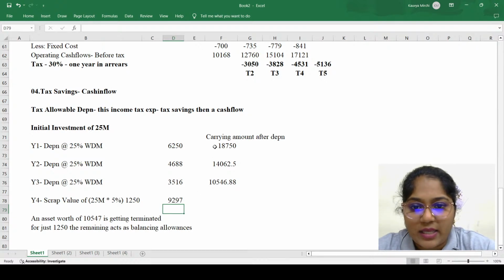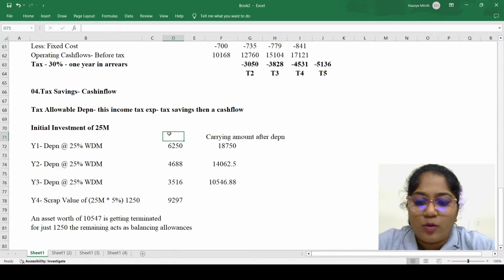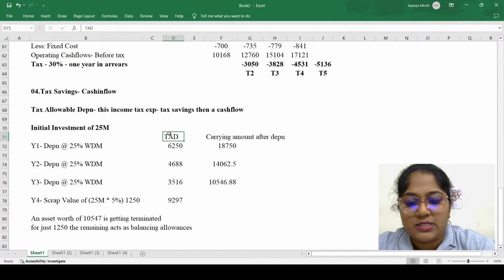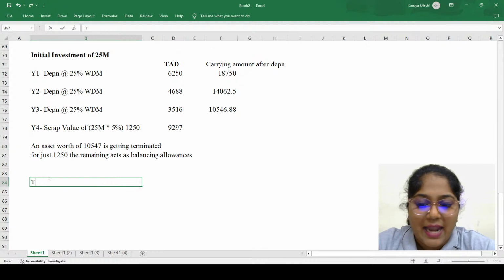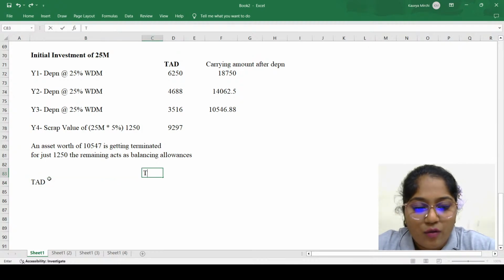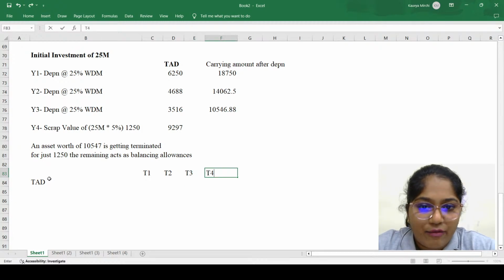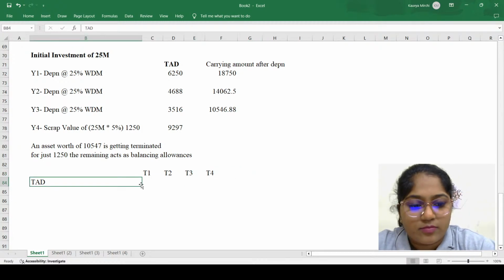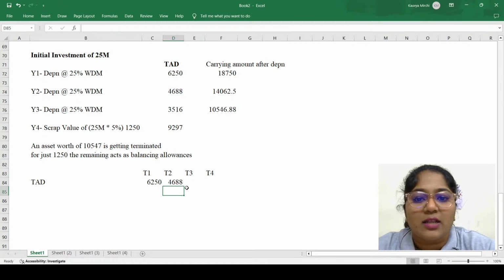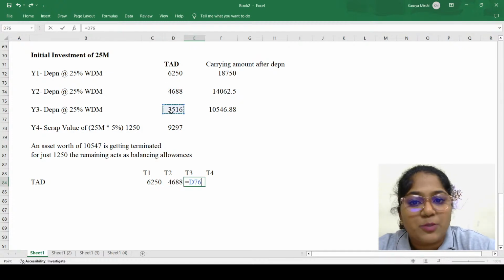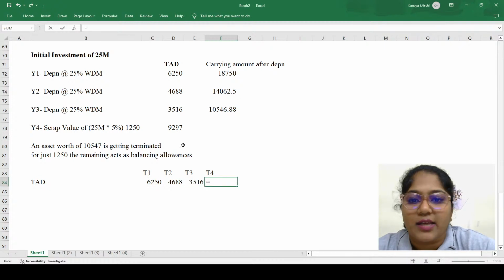So technically speaking, what is my tax allowable depreciation? This is my tax allowable depreciation for each year. I understand. I know what is my TAD, tax allowable depreciation, for T1, T2, and then T3, and then T4. Correct? How much is it? This is my depreciation. Let me just write it. This is my depreciation or something which reduces my income tax. That's all I know. So how much percentage it will reduce my income tax? By the income tax percentage.